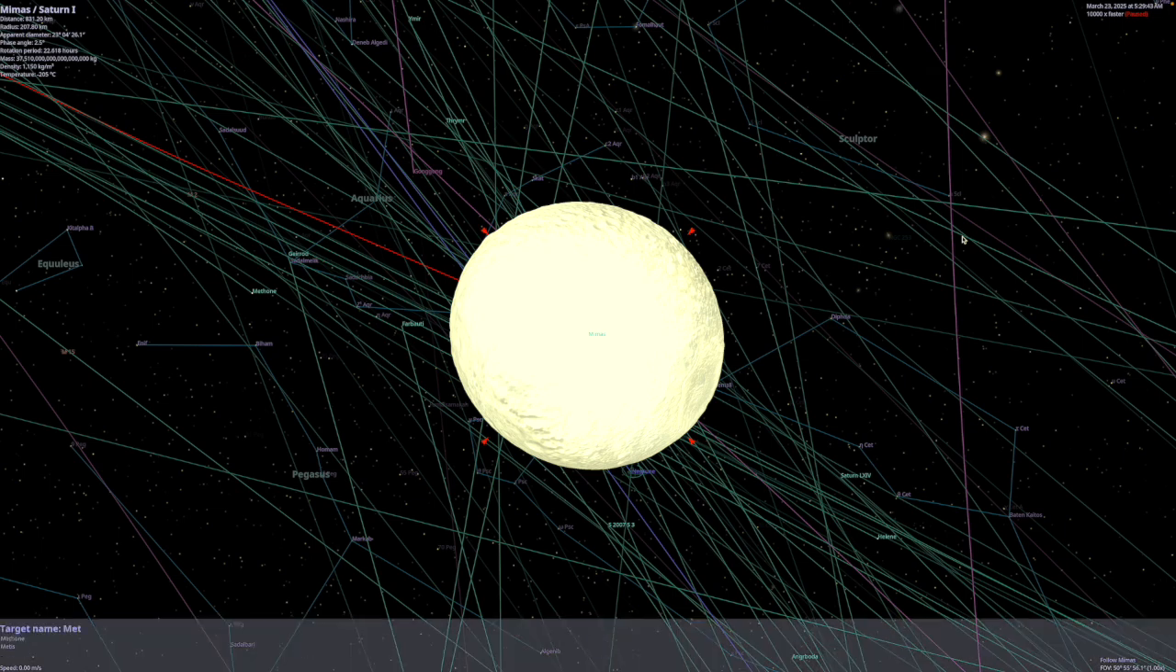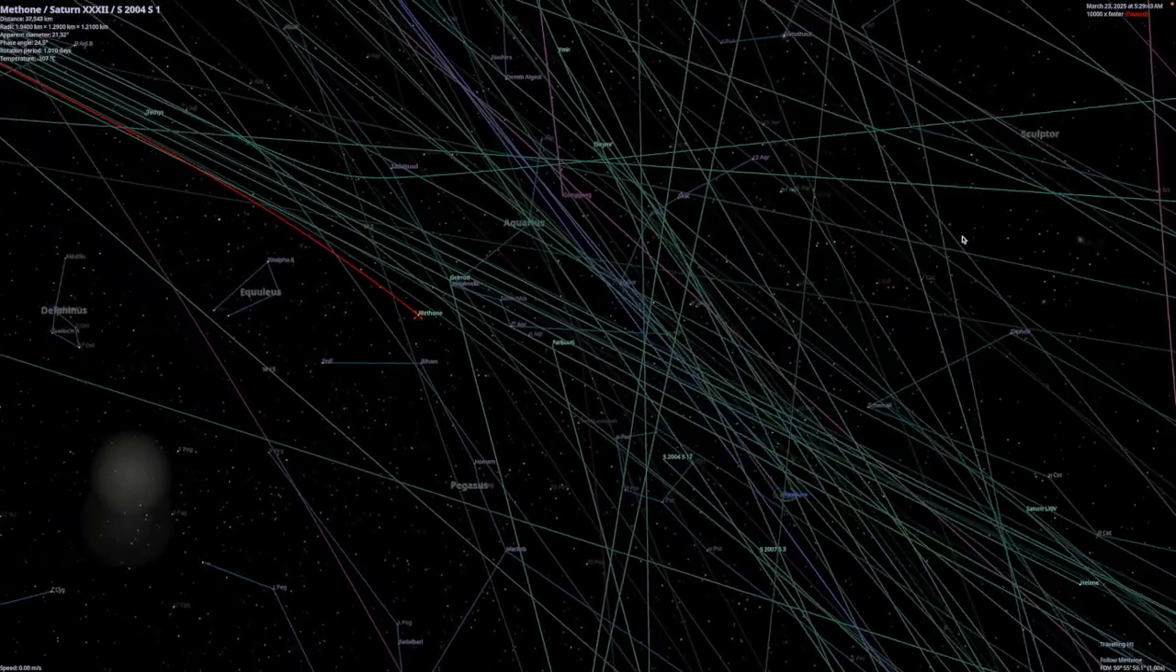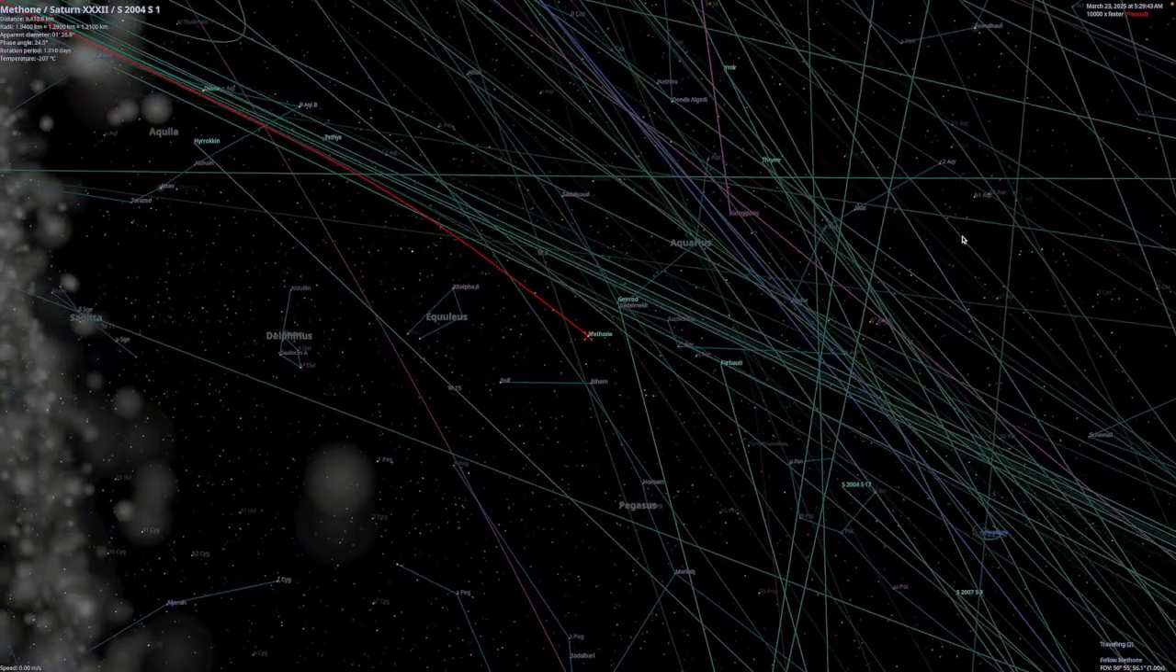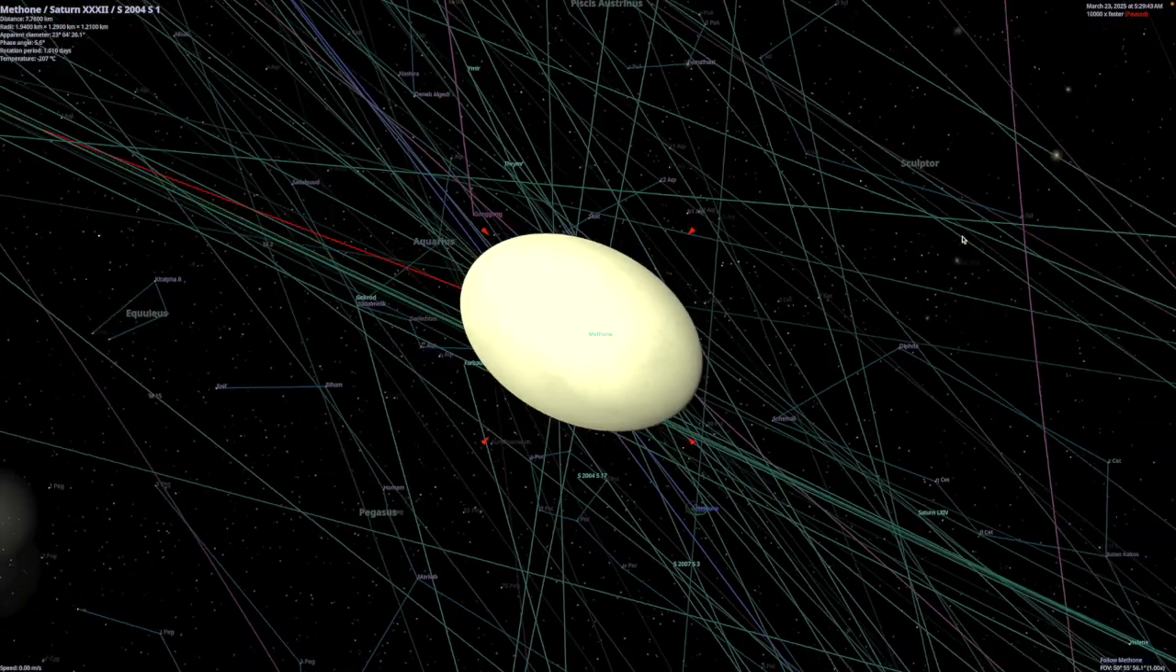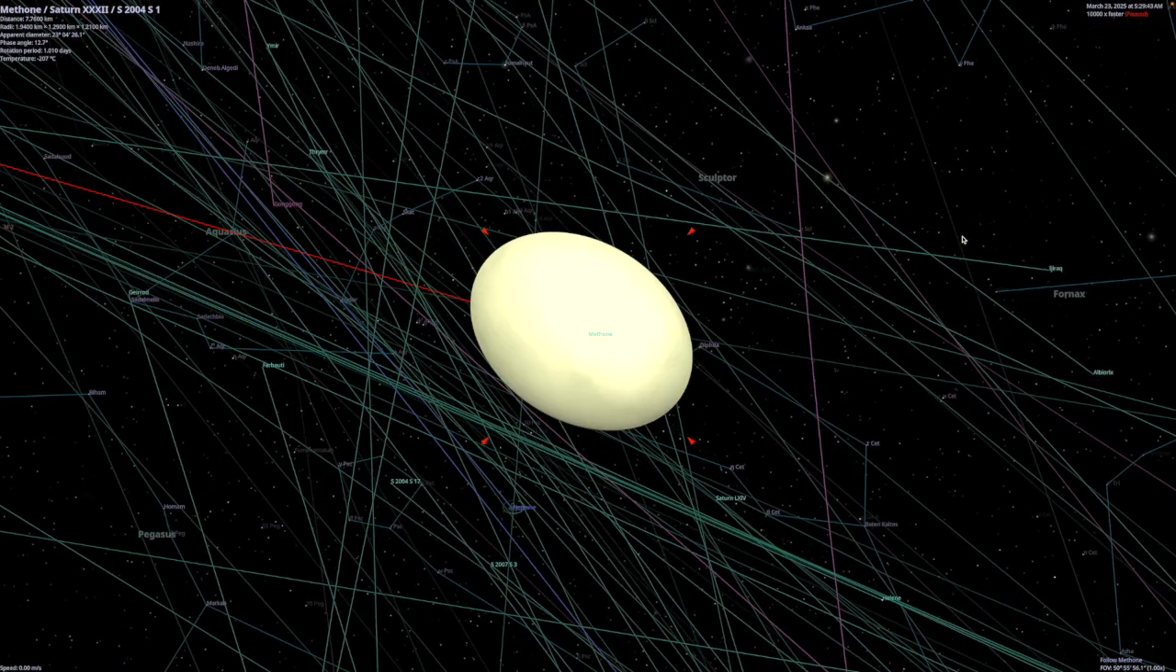Next is Methone. Now, Methone isn't a major moon, but I wanted to show you because of its shape. It's a very cool and unique shape for a moon. It's called Methone, and it's very spheroid. It's a spheroid elliptical shape, which is really cool. And it's very small, though. It's 1.94 times 1.29 times 1.21. That's because it's such a spheroid.